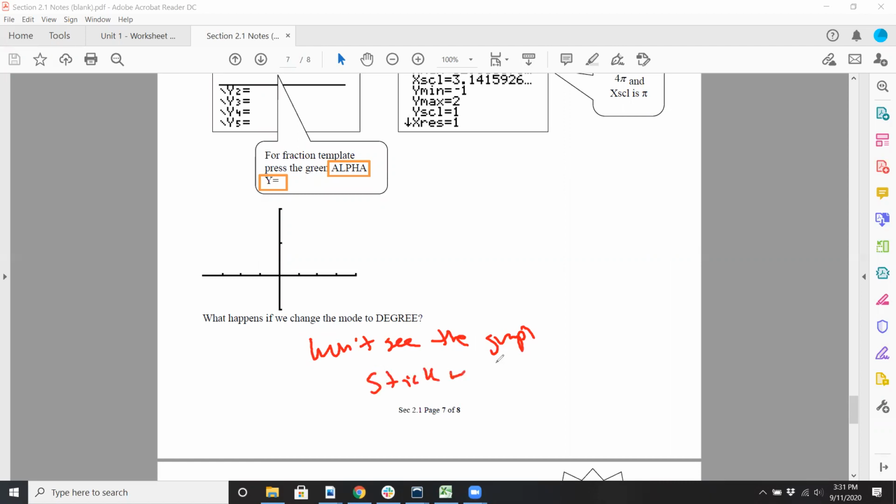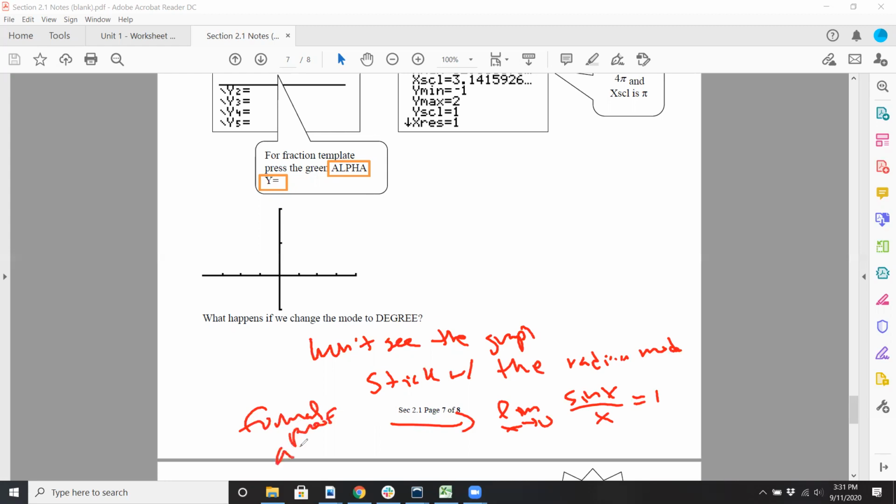The reason why is that when we do the formal proof of the limit as x approaches 0 of sine x over x, the formal proof assumes radian mode. So that's why we have to do that.